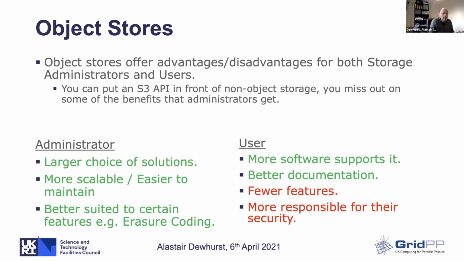Now you can put an S3 API in front of non-object stores. I'm fairly sure, although I'm not up to speed with it, that with dCache you can stick an S3 interface in front of it. But then you miss out on some of the administrative advantages of an object store, because you're administering dCache with all the bells and whistles it has, as opposed to maybe just managing a different service. But of course, the users get the benefits if they want them.